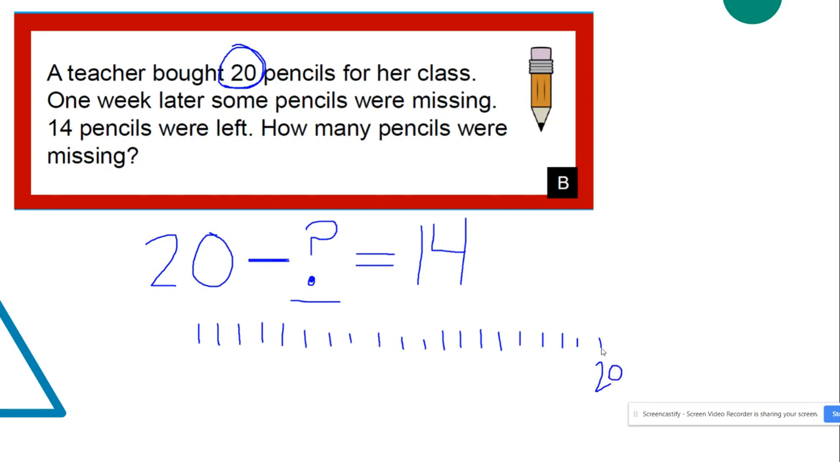I know that there were 14 left in the box. 1, 2, 3, 4, 5, 6, 7, 8, 9, 10, 11, 12, 13, 14. Kind of wrote that crazy. 14. So this is how many we're missing. Just that many. So we could count back. 20 minus what is 14? Let's go and find out. 1, 2, 3, 4, 5, 6. So 6 pencils went missing.